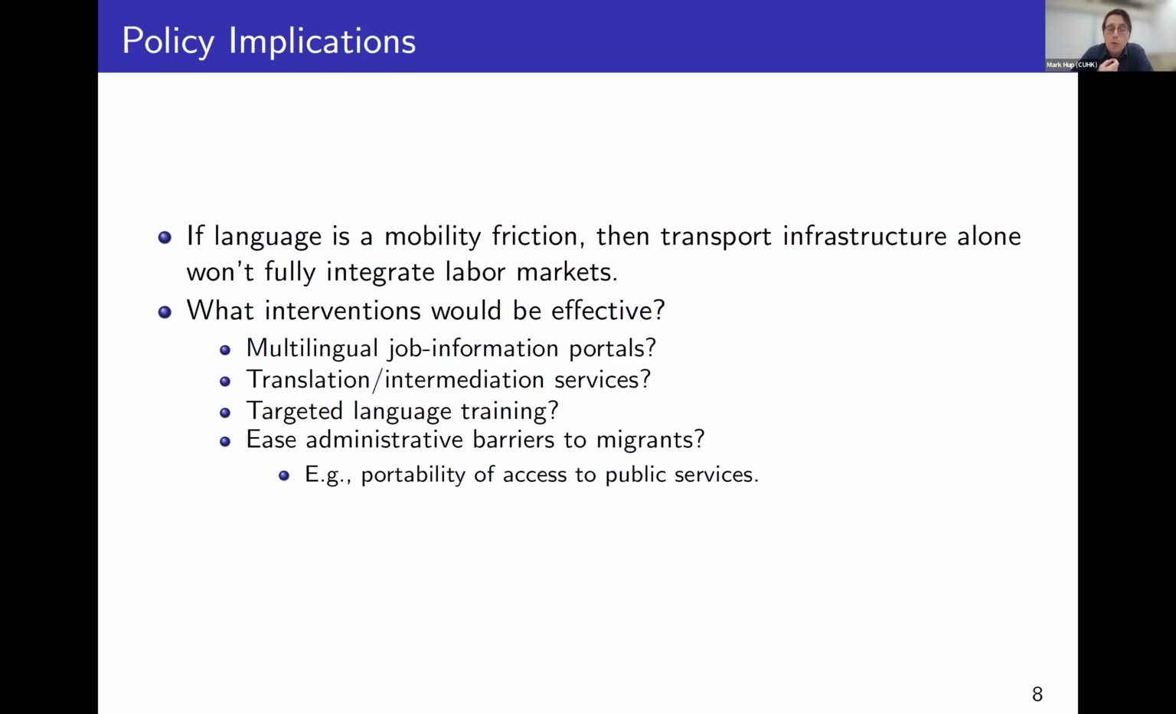Or would there be targeted language training, let's say, targeted to people who are more likely to move and who may also benefit more from achieving full functional bilingualism, for example? Or could there still be a role for easing administrative barriers to migrants, so perhaps making public services portable across space, access to those services?